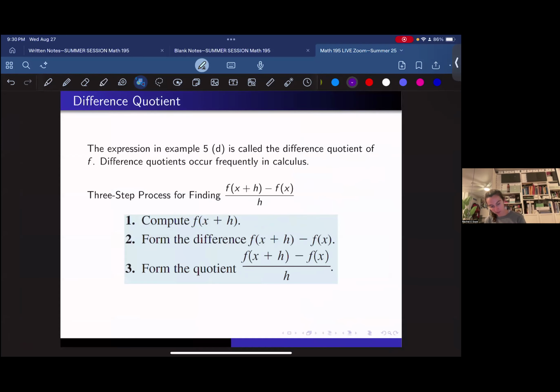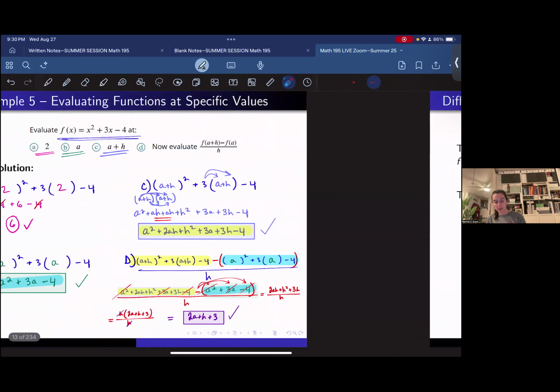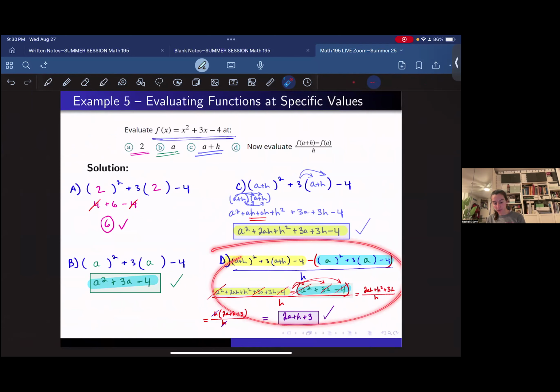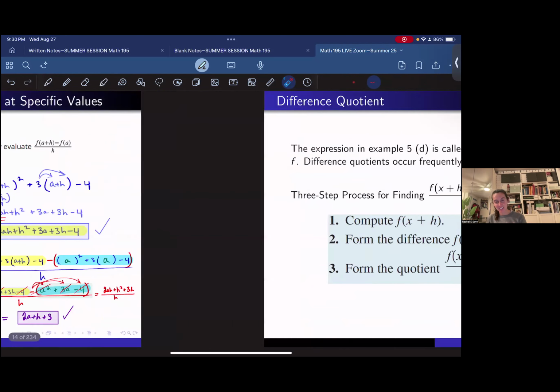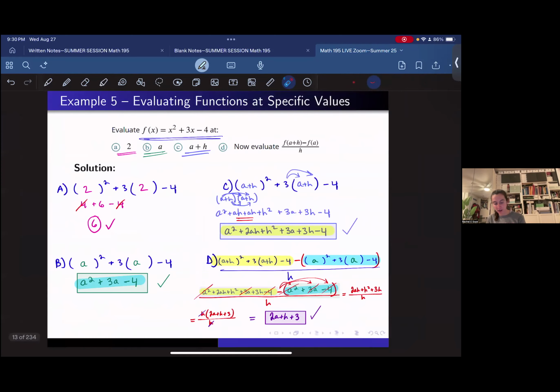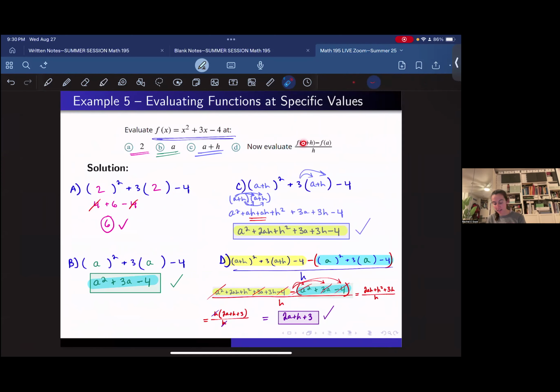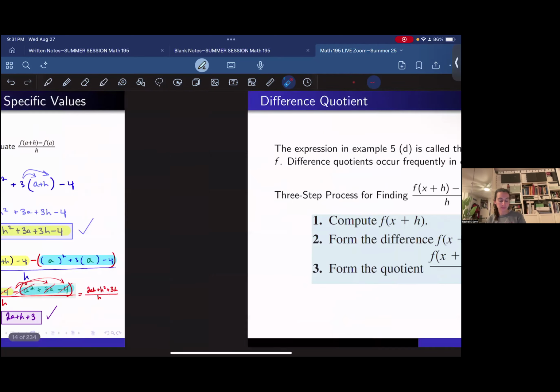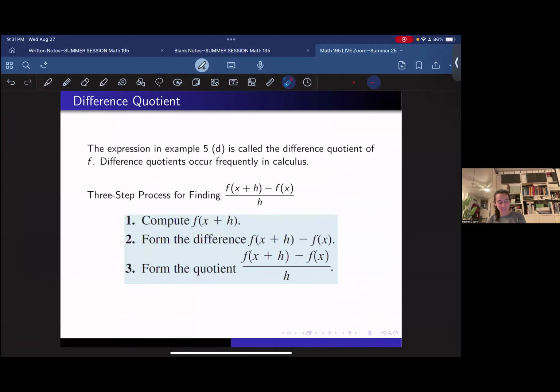Difference quotient. So we just completed a difference quotient problem. In our example 5, this part D was a difference quotient. The only difference between this part D and our notes on the next slide is the fact that we were dealing with a instead of x. That's just a different variable. It doesn't make a huge difference.